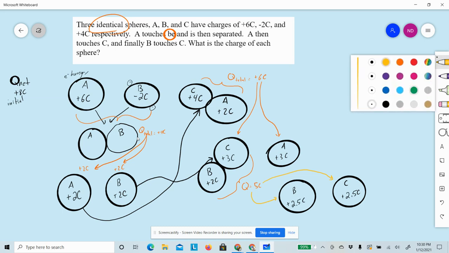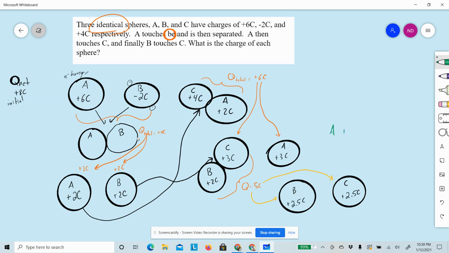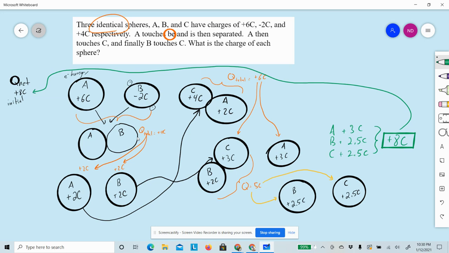Now to double check, did we lose any charge? A plus 3 coulombs, B plus 2.5 coulombs, C plus 2.5 coulombs, A plus B, 5, 8, plus 8 coulombs. The net charge is conserved. We didn't mess up. All is good.